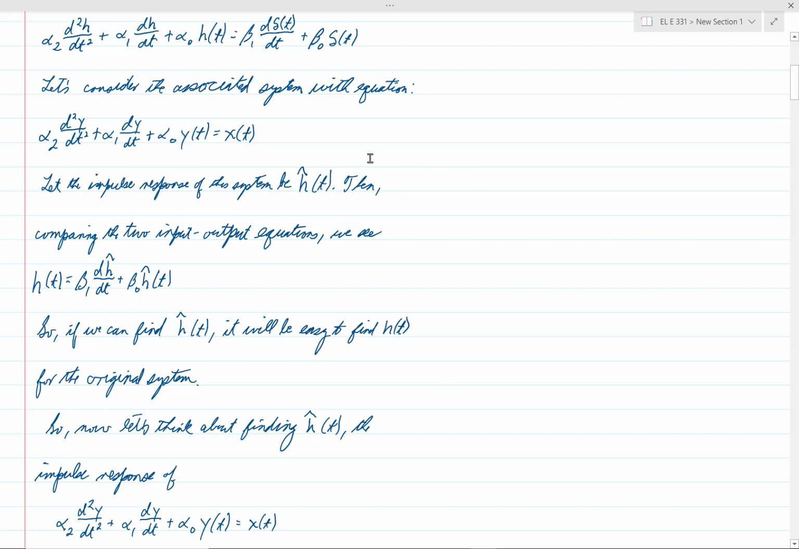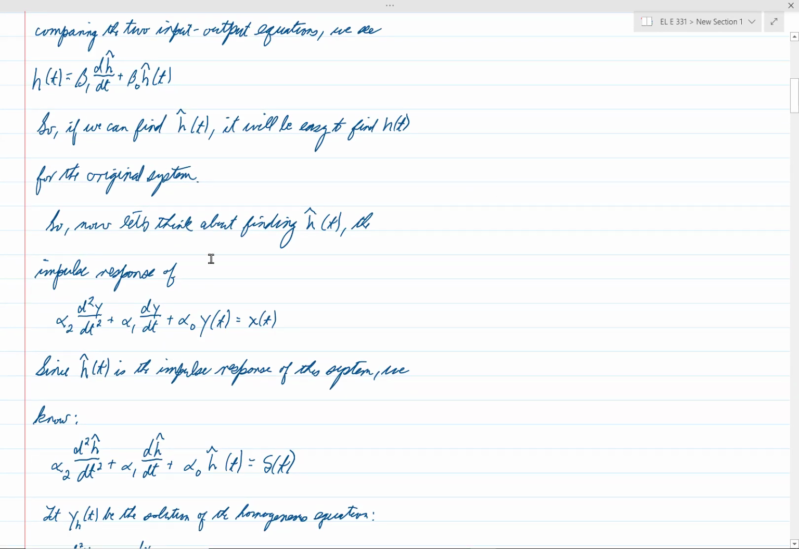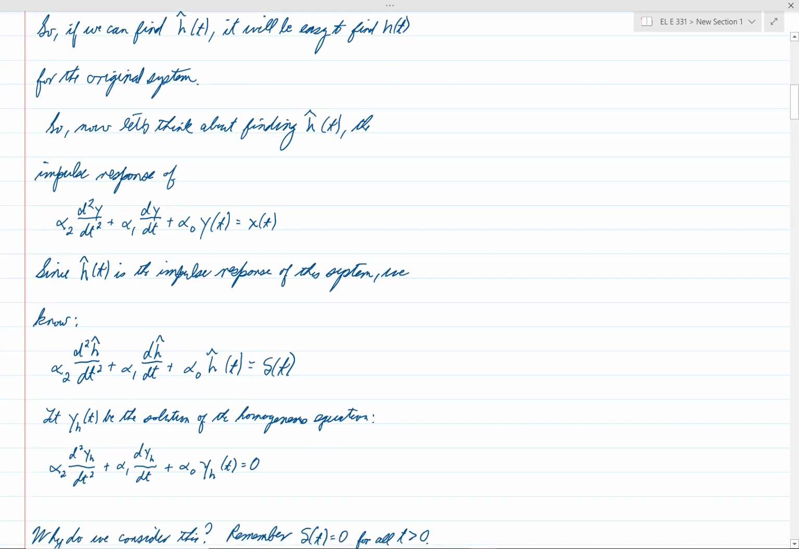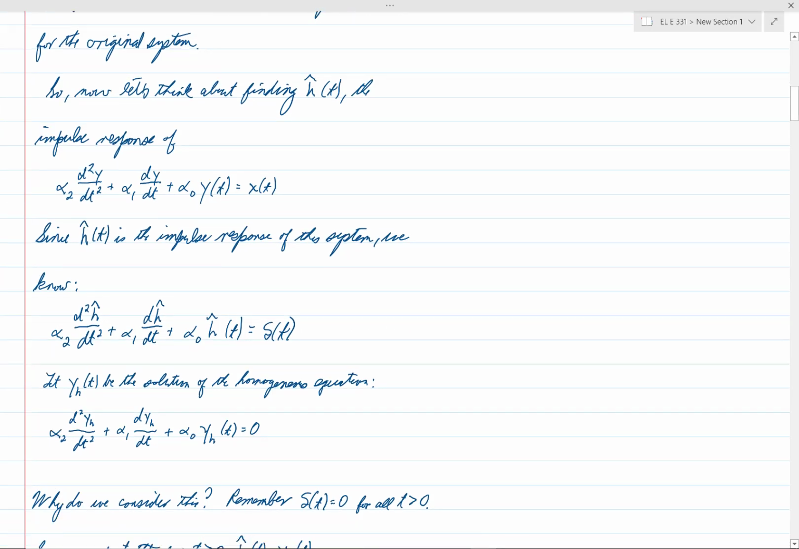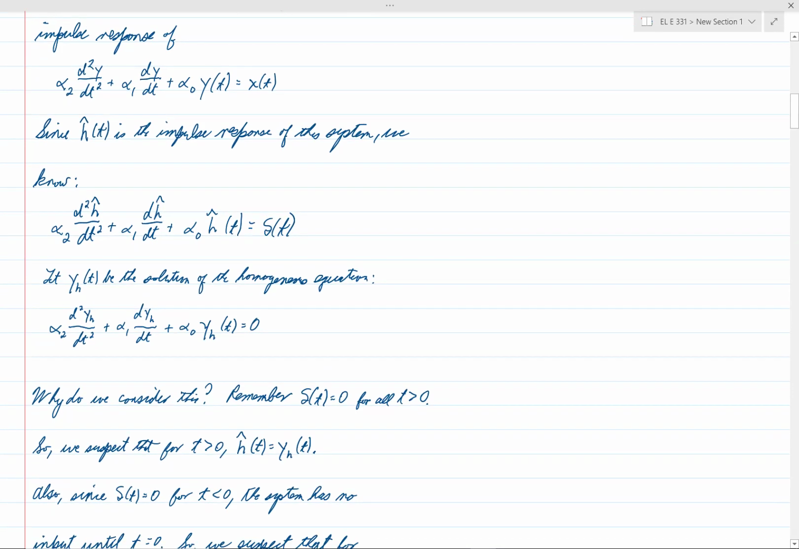Now remember, h hat is the impulse response for the simpler associated system. And that's what we're saying right here. H hat is the impulse response of this simpler associated system. Well, that means that if we plug in h hat for y and delta for x, then h hat is the solution of this equation right here. Now, how do we find h hat?